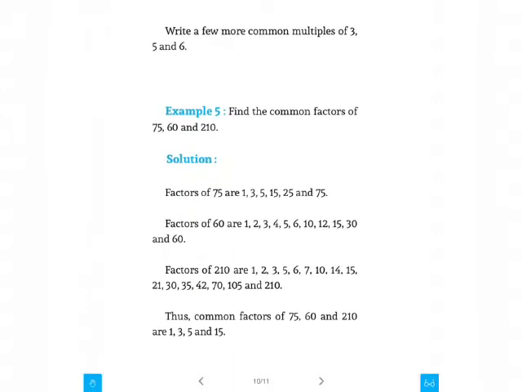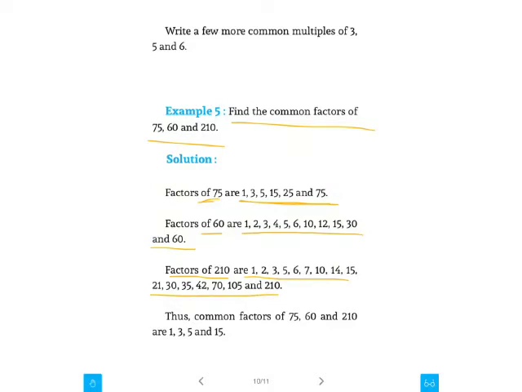Now let us take an example like, find the common factors of 75, 60 and 210. So what we will do, we need to write the factors of 75. So these are a few factors. Factors of 60 are like 1, 2, 3, 4 and so on up to 60. Factors are limited but multiples are not limited, they are unlimited. Factors of 210 are like these.